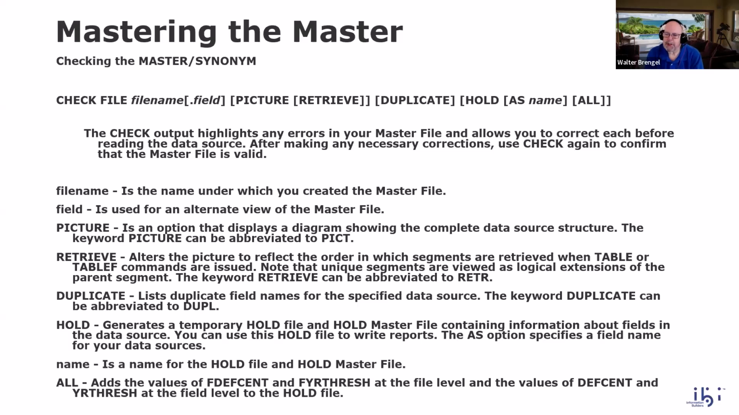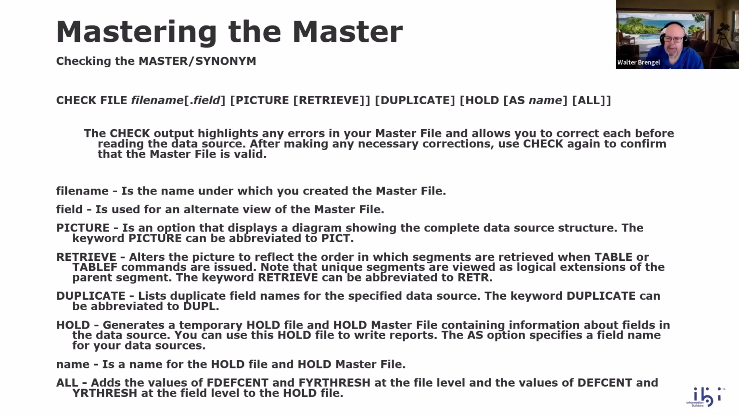PICTURE gives you a nice little picture, and we'll see an example of that, kind of like the old ERDs, the entity relationship diagrams. RETRIEVE: the logical picture that you see will probably be different from the retrieval picture because we retrieve information one segment at a time. So we're going to go segment 1, segment 2, segment 3. But the picture might have segment 1 and then segment 2 as a child of 1, and then segment 3 as a child of 1. That's what you would see if you just do PICTURE. But if you add RETRIEVE, then you'll see the single path that we're taking to get to your data.